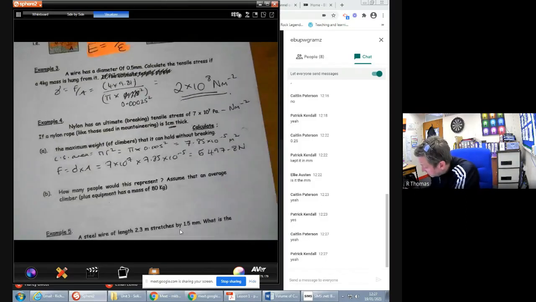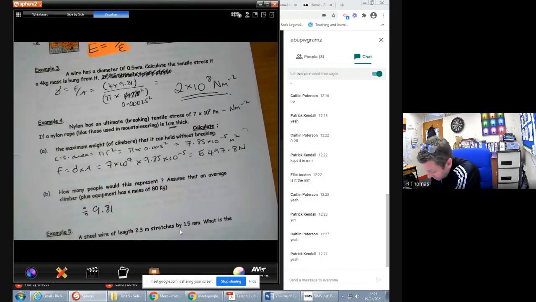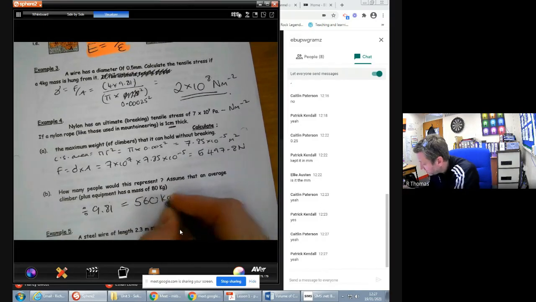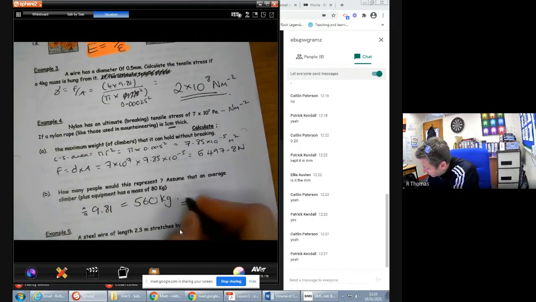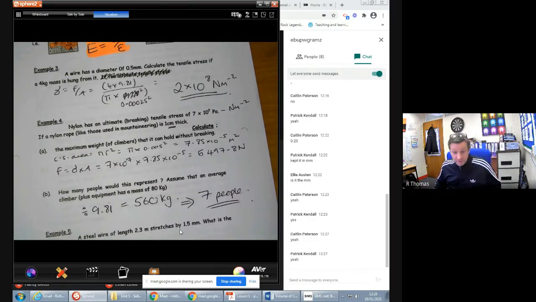How many people would this represent? To turn this weight into a mass, divide it by the force due to gravity, and that's going to come out as 560-ish kilograms. And if we assume one person is 80 kilograms, then that's about 7 people, which sounds totally reasonable, right? It's not going to break if you just have 2 people on the rope. I'm sure you've all been on a rope swing with your mates. The rope doesn't break if a couple of them jump on it. And if your answer came out as like 3,000 people, that's probably unrealistic as well. For 7 people, sits okay with me.